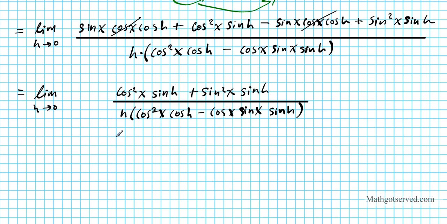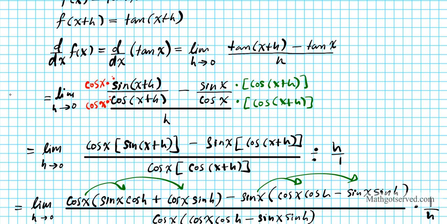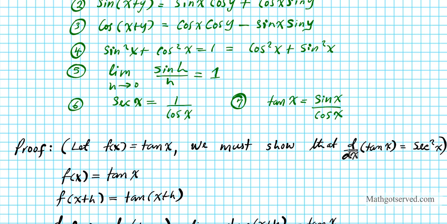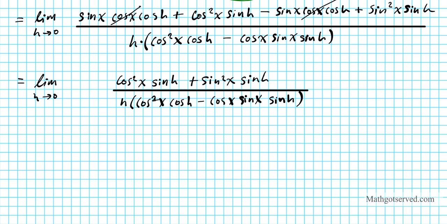All right, so now let's take a look at the top. You notice that sine h is common to a term, so I'm going to factor it out, and that will make it possible for me to, oops, sorry about that. That'll make it possible for me to use one of the formulas, basically. It'll make it possible for me to use the Pythagorean Identity, formula number 4. Okay, so let's go ahead and do that.